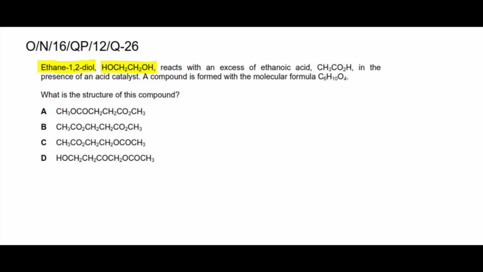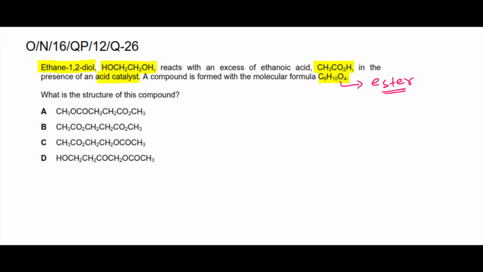It reacts with an excess of ethanoic acid. So we are reacting an alcohol with a carboxylic acid, esterification in the presence of an acid catalyst. A compound is formed with the molecular formula C6H10O4, and definitely that compound would be an ester. So what is the structure of this compound? We just have to identify what structure this compound has. Without looking at the options, let's just write the reaction.